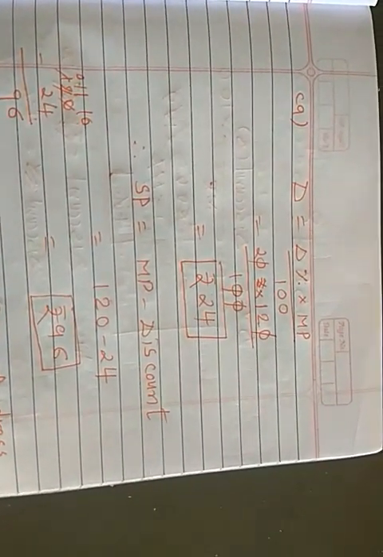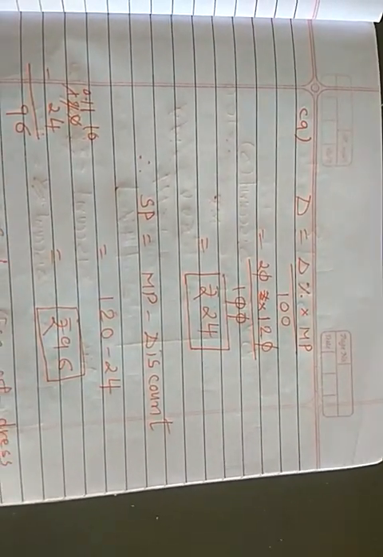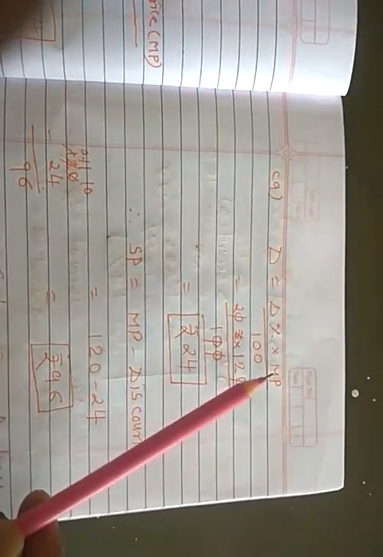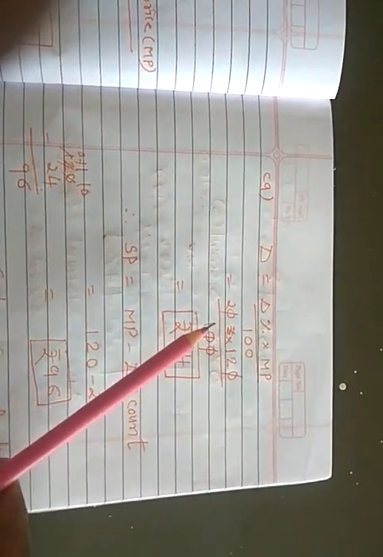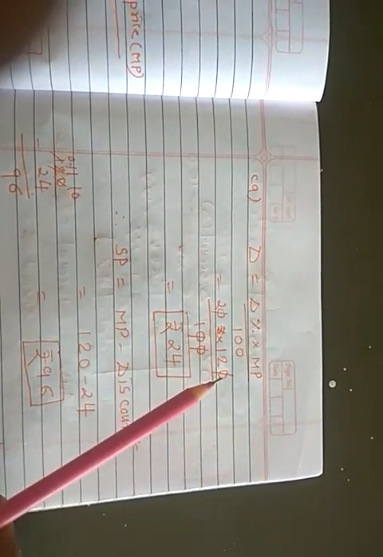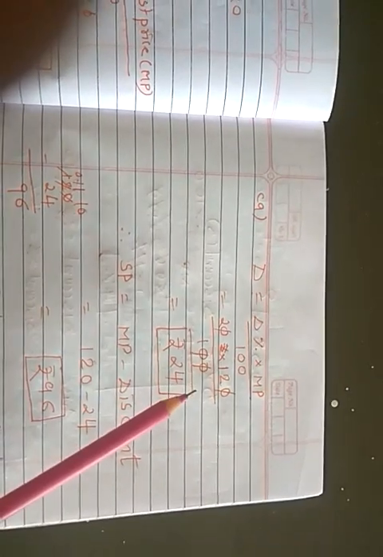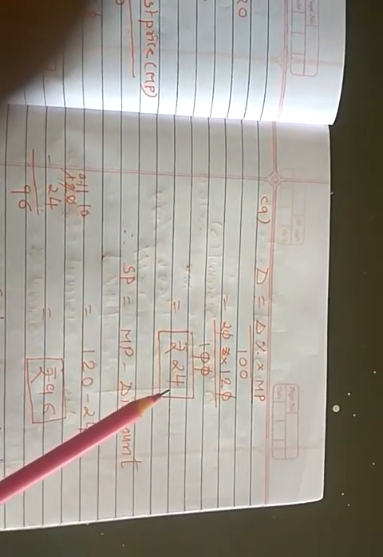So immediately you find out the discount by using the formula. Discount is equal to discount percentage into mark price upon 100. So now the discount percentage is 20. 20 into 120 upon 100. So 00 and 00 cancel. You will get 24 rupees.